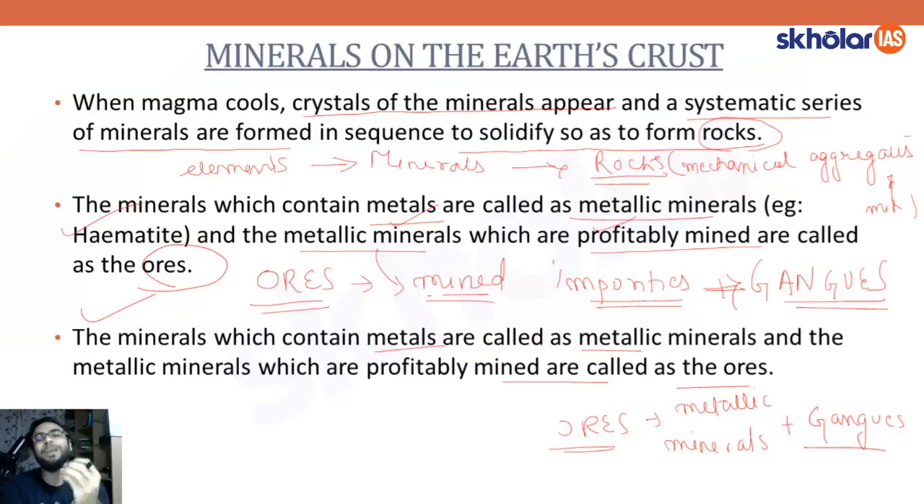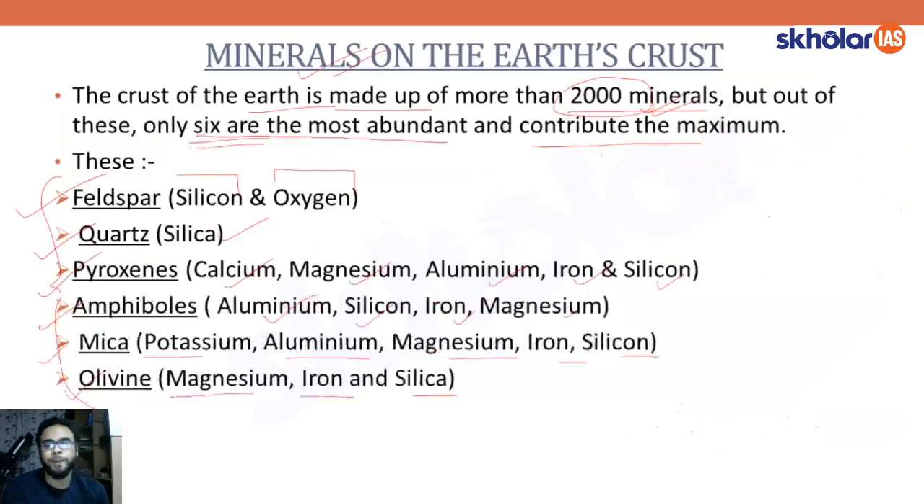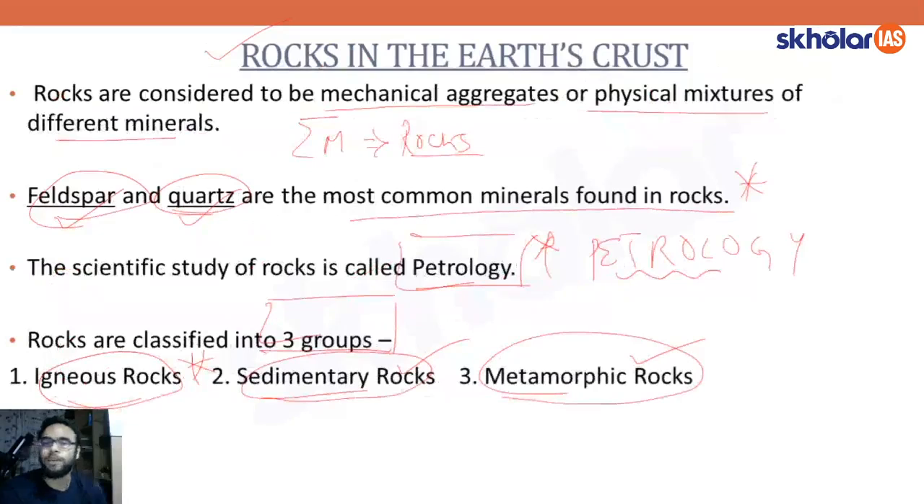So in ores we'll have metallic minerals as well as impurities or unwanted substances, and those unwanted substances are called gangues. Fine. So metallic minerals plus gangues are called ores. Understood? All right. Fine. Now what are the 6 very important minerals that we get in the Earth's crust? We get feldspar, quartz, pyroxenes, amphiboles, mica, and olivine. Fine. Then out of all the minerals, which are the most common? It is feldspar and quartz.